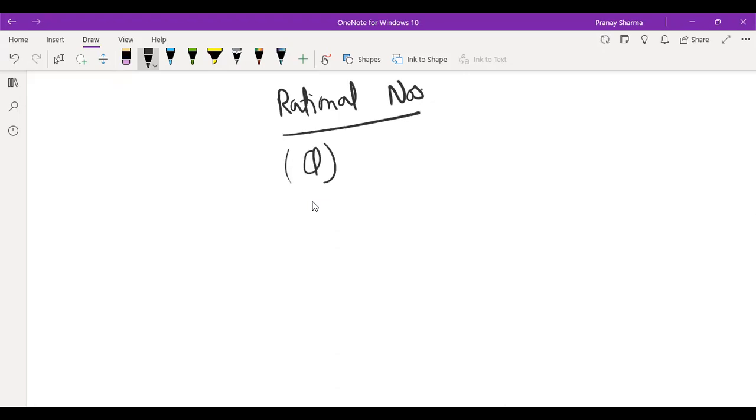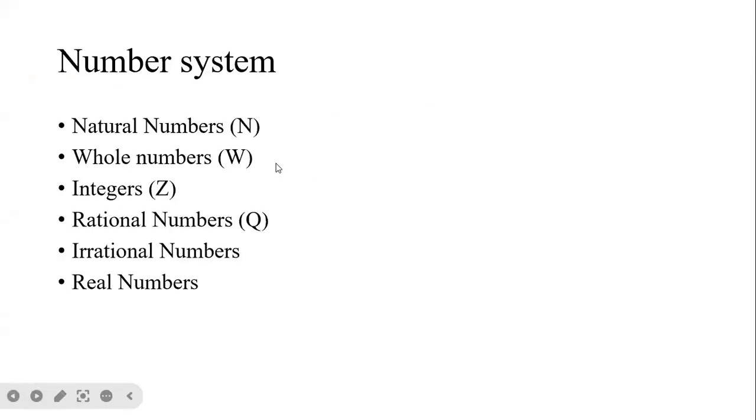The denotation is Q, right, people? So let us jump back to our slides and see what the slides are stating. I hope the slides are visible. So rational number, the denotation is Q, right? Let us discuss what rational numbers are and how we can have other set classifications.